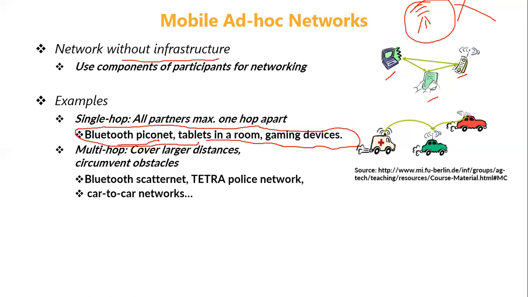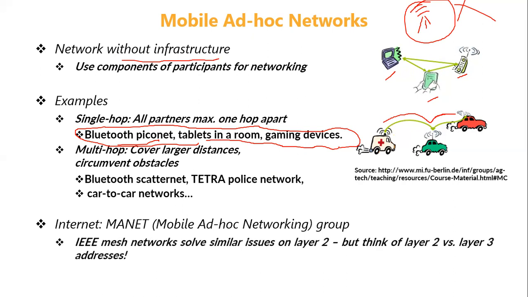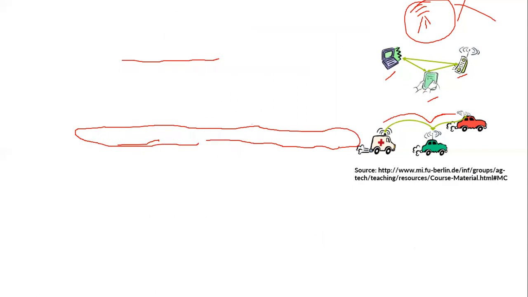Here you can see a car to car network is an example of an ad hoc network. Different cars in traffic can communicate with each other, and they can share crucial data about road conditions, traffic, and all those things. A special task force has been established by the IETF, the Internet Engineering Task Force, focusing on mobile ad hoc networks, MANET. So this is the brief introduction about why we need an ad hoc network.